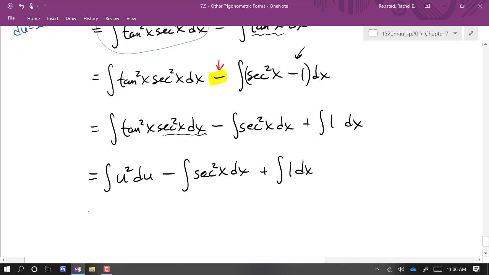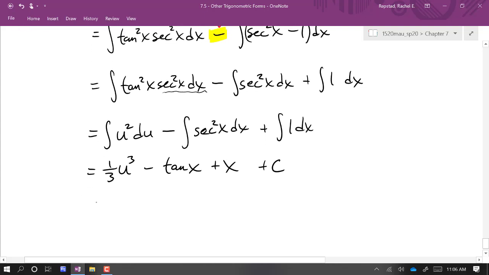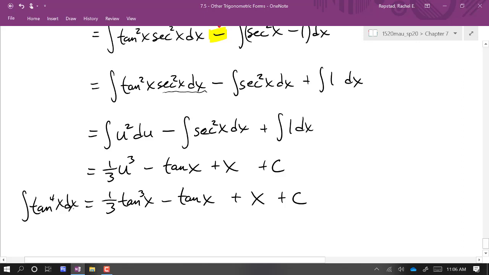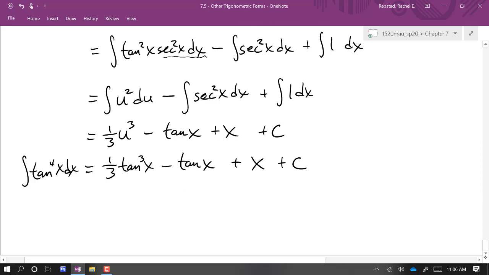So now let's integrate everything. We get 1/3 u cubed minus tan x plus a constant, of course. Now I'm going to put tan x back in for u. So I get 1/3 tan cubed x minus tan x plus a constant. So this is the indefinite integral of tan to the 4th x dx. Alright, so there's a preliminary result that we're going to use. Now we'll just remember that they in fact asked us to evaluate a definite integral.